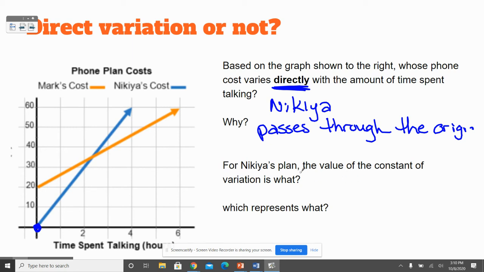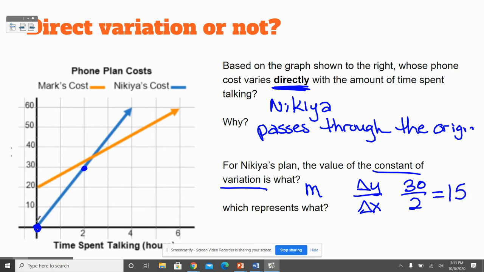But let's figure out what Nikaya's plan is. What would the constant of variation be? The constant of variation would be the same as the slope because m and k would be the same thing. And you would have to find the delta y over delta x, the change in y over change in x. You'd be really careful with your scale here because we're going by tens this way and we're going by ones this way. So from this point, let's find another lattice point, a nice even point. Here's a good one right here. So my change in y would be up 30. My change in x would be 2. So the direct variation constant would be 15, and that equation could be modeled by y equals 15x.